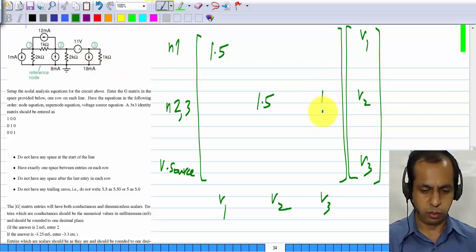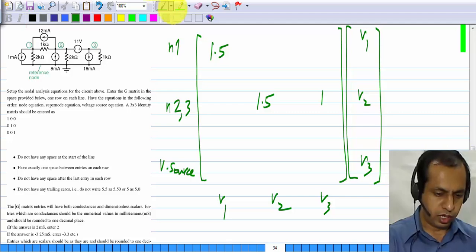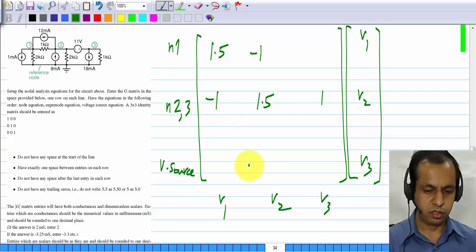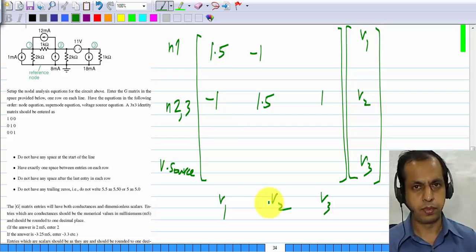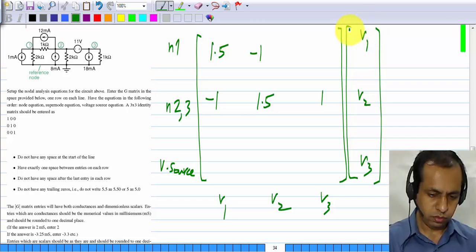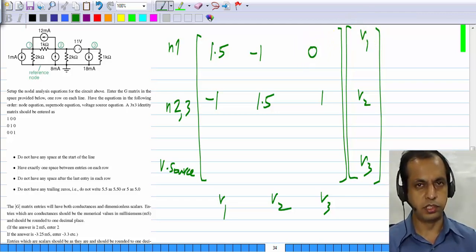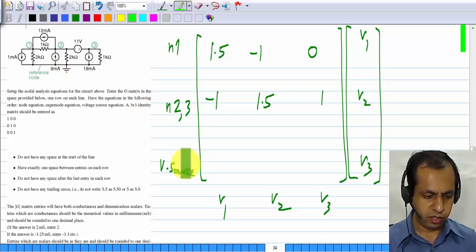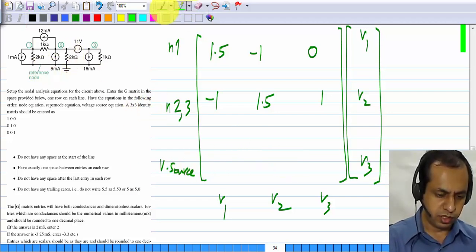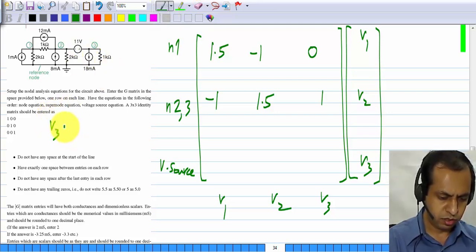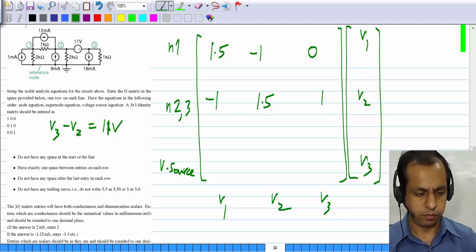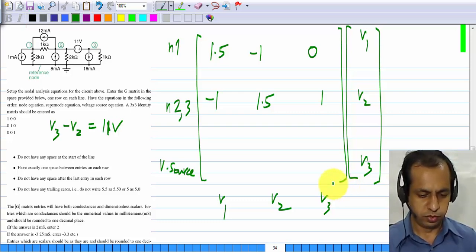just 1. Okay, both of these will appear in this row, and between node 1 and node 2 we have 1 millisiemen, so that will appear as minus 1 there. Okay. That is 0. And finally the voltage source equation, you can see that it is V3 minus V2 will be 11 volts. Okay. So that's the equation.